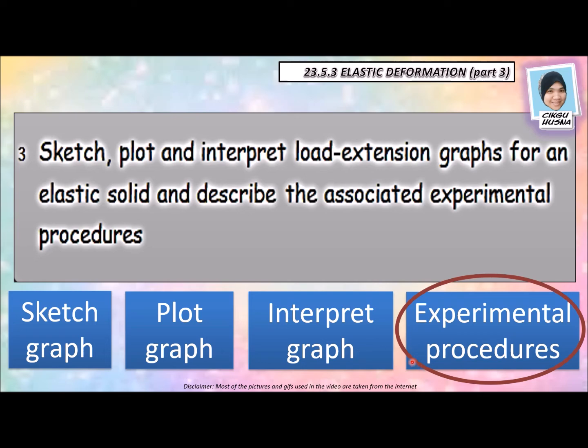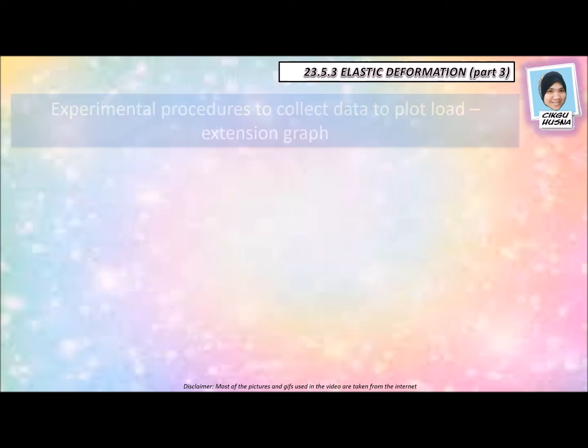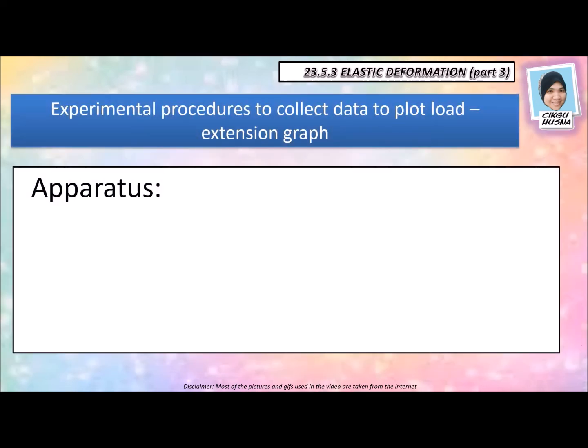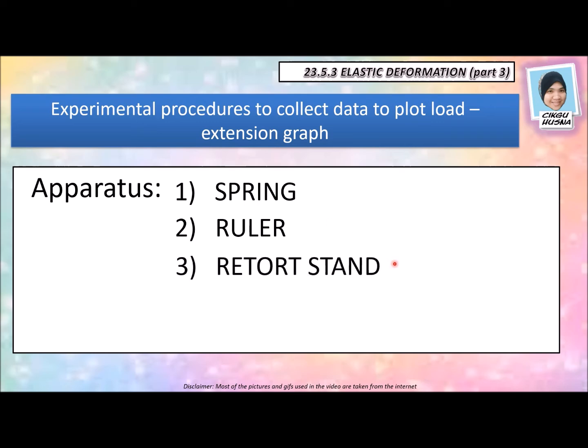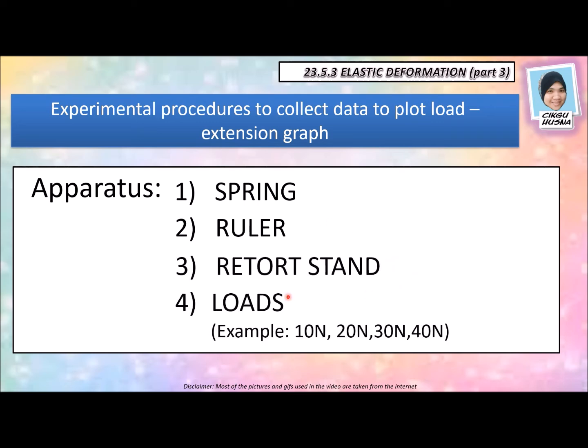We will do the experimental procedures first before going to the graphs. To do the experiment, the apparatus needed are spring, ruler, retort stand, and also loads. Examples are 10 Newton, 20 Newton, 30 Newton, and 40 Newton.